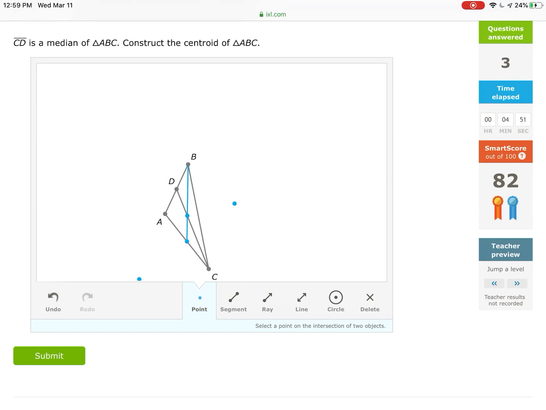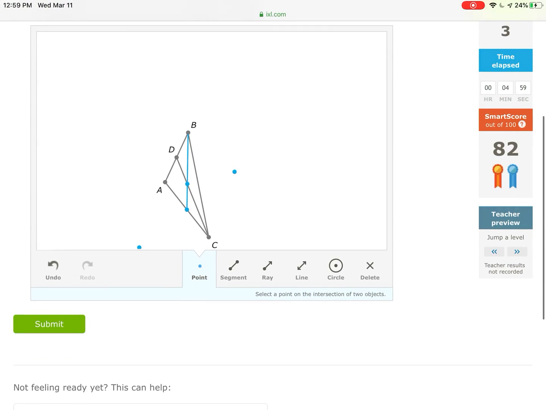Again, the centroid physically means the center of mass of the triangle. So you could theoretically balance the triangle at that point. Okay, so that's it for M7.